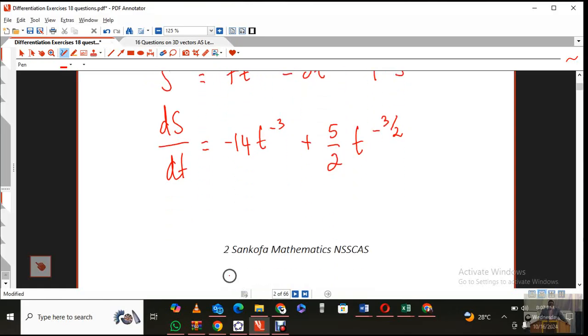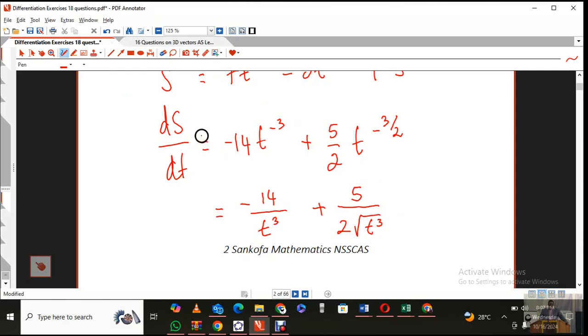Let's clean this up a bit. What I'm left with is -14 over t cubed, plus 5 all over 2 times t to the power of 3 halves. That says take the square root of t, and once you have the square root of t, you cube the result. So again, revisit how to do fractional indices. All right, so that's what that one is.